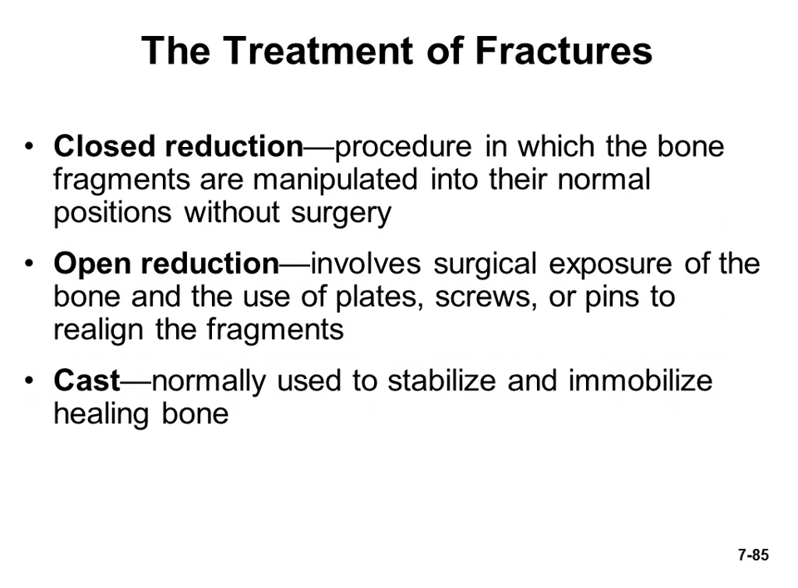Closed reduction, of course, is the most common type of surgery. That's when the bone kind of, you really don't do a lot to it. You just kind of put it back in place. You put a cast and a splint on it. Procedure in which the bone fragments are manipulated into their normal positions without what? Surgery. Here you have to have surgery.